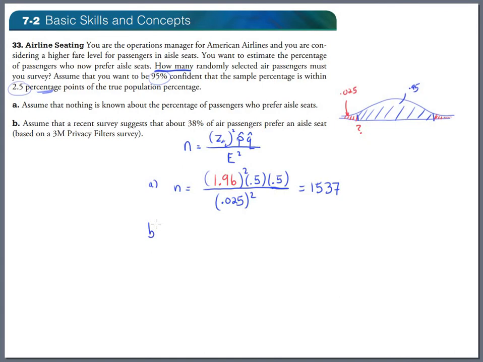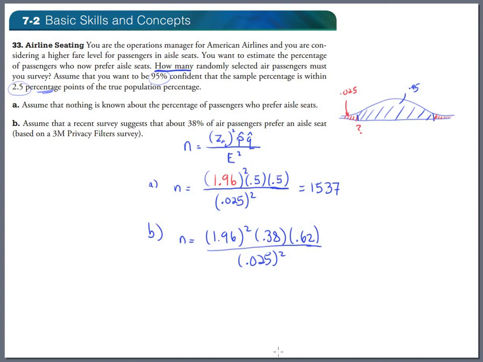For part B, it says the same thing, except now we know a p-hat. We know that 38% prefer the aisle seat. So exact same formula. Confidence level still 95, so that's going to be the same. Margin of error is still going to be 0.025 squared. That's going to be the same. What's different now is that we know our p-hat, 0.38, which makes q-hat 0.62. Keep in mind those two just have to add up to 1.